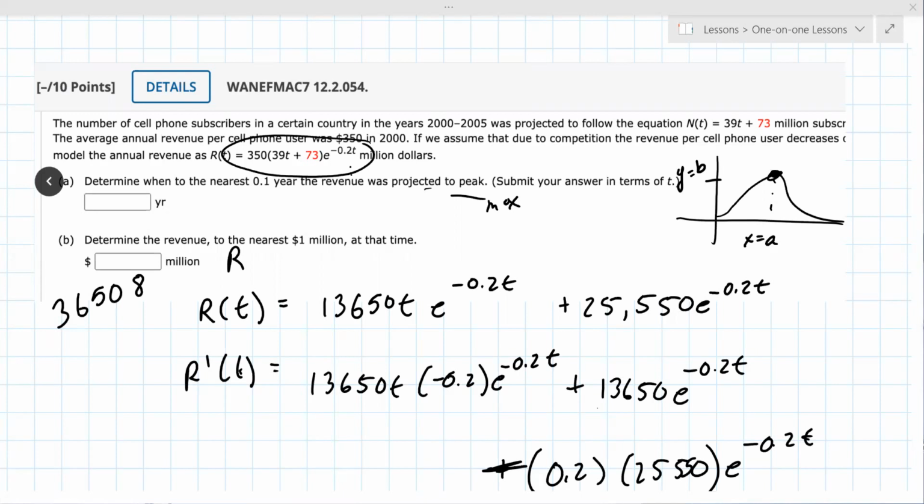Let me know if that worked. Okay, it was right. Okay. Number 10. Is that where we're going?